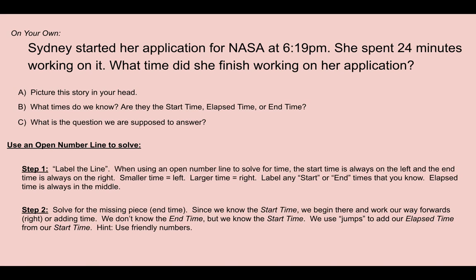Okay, remember our 2 steps, labeling the line, making sure that our start time is on the left, our end time is on the right. And then we're going to solve for our missing piece. And since our question is what time did she finish or end, our missing piece is going to be our end time. So we're going to use jumps to solve. Go ahead, pause the video, solve this problem on your own, and then push play to check your answer on the next slide. Go ahead and pause your video now.